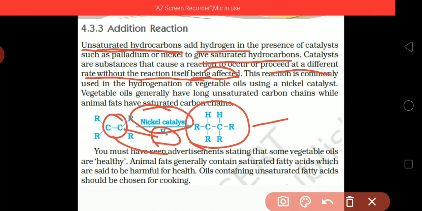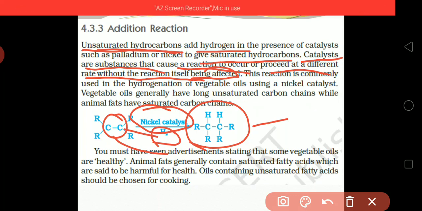And what is the use of a catalyst? Catalysts are substances that cause a reaction to occur or proceed at a different rate without the reaction itself being affected. They will not affect the reaction, but they will just speed up or help the reaction proceed. So that is the use of a catalyst.